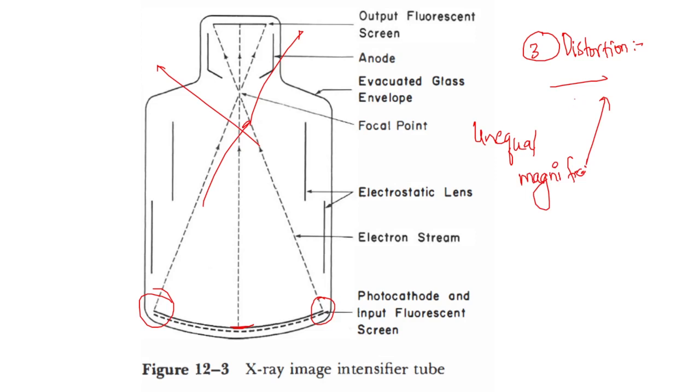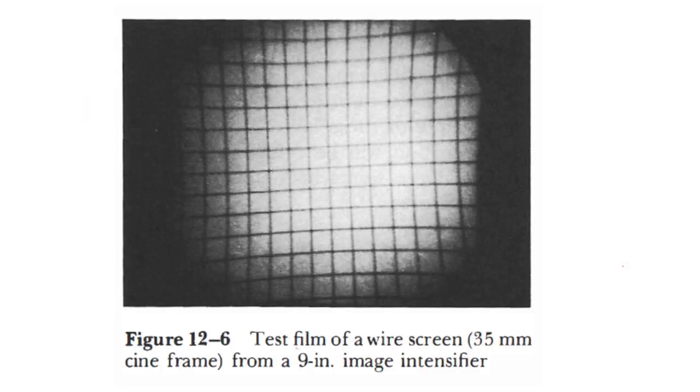This amount of distortion is more for larger intensifiers when compared to smaller intensifiers. So whenever we use a larger intensifier, this will result in distortion. In distortion, the image curves out at the periphery. You can see the mesh wires, very thin, straight mesh wires, but here you can see the curving of the mesh wires peripherally. The image being curved out at the periphery gives an effect called the pincushion effect.